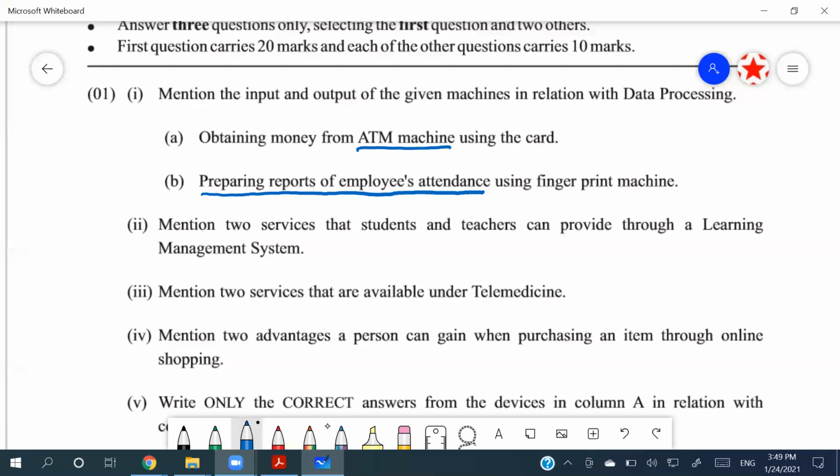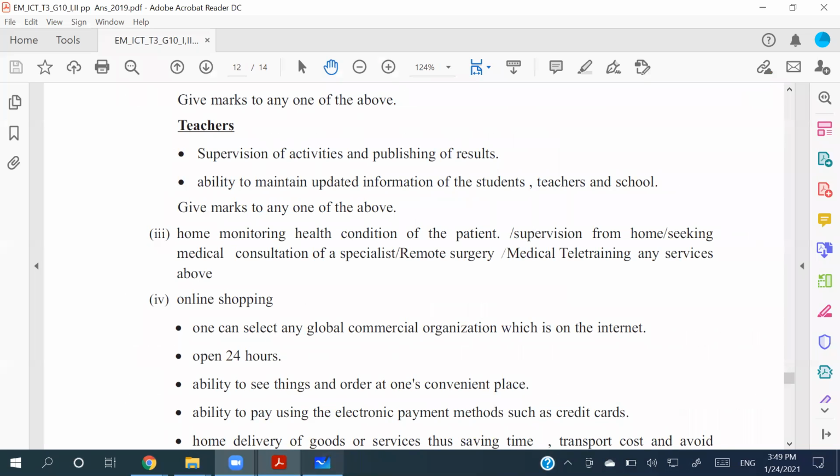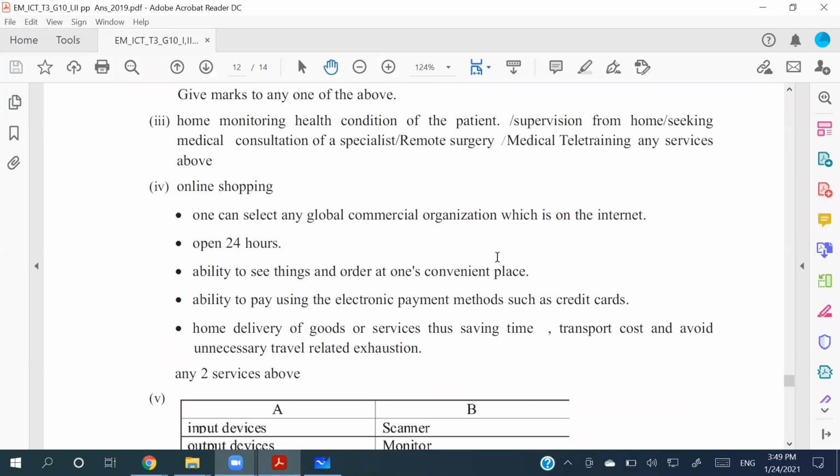The next one: mention 2 advantages a person can gain when purchasing an item through online shopping. They are talking about advantages. So these are the advantages: one can select any global commercial organization which is on the internet. You can go through the answers, just go through.